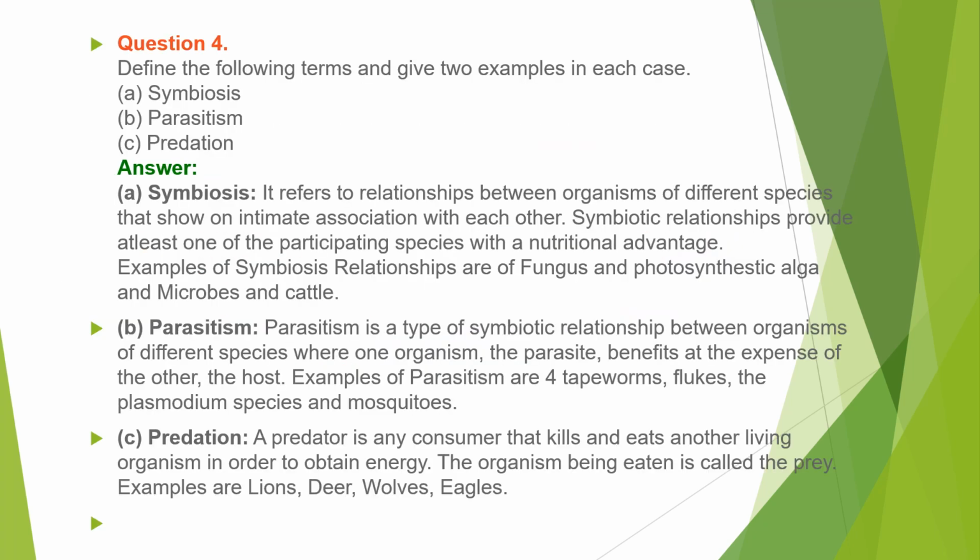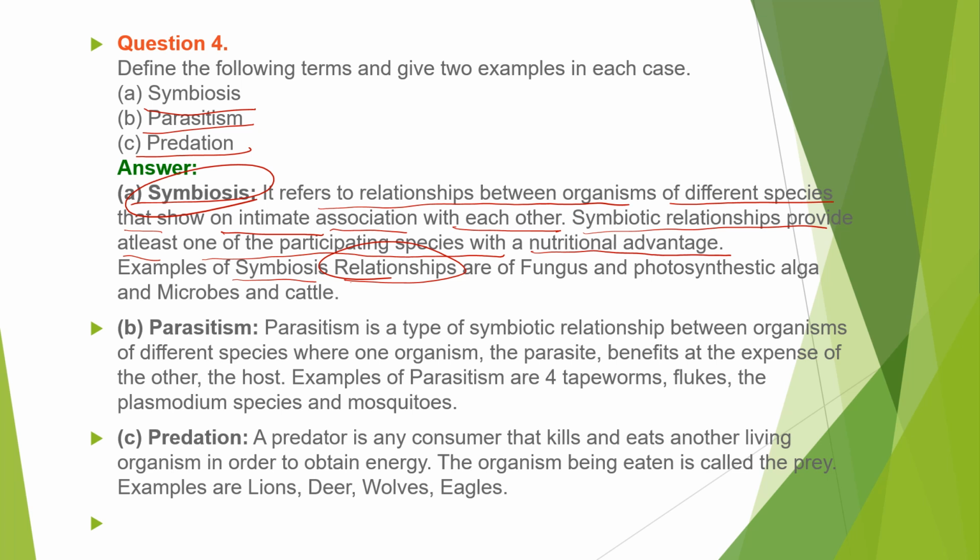So this is the last slide of today's revision session, that is, define the following terms and give examples in each case. So what is symbiosis, what is parasitism, what is predation? What is symbiosis? Symbiosis refers to the relationship between organisms of different species that show an intimate association with each other. Symbiotic relationships provide at least one of the participating species with a nutritional advantage. Examples of symbiotic relationships, which means that you are staying in intimate association with that species which is helping you in nutritional advancement.